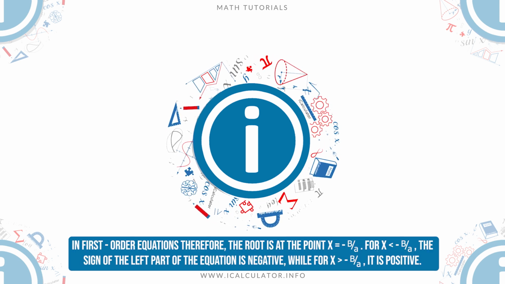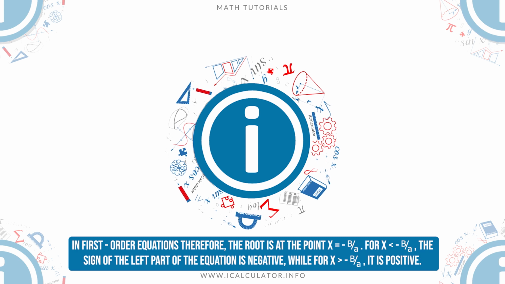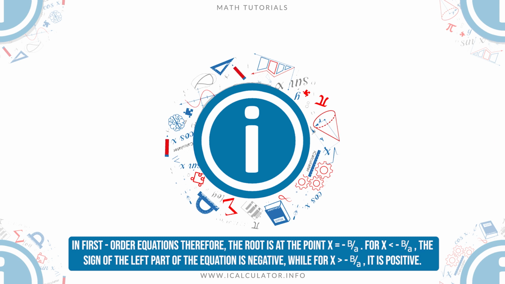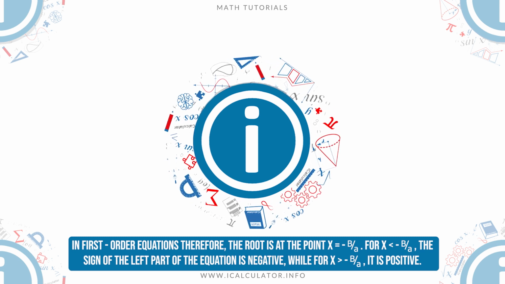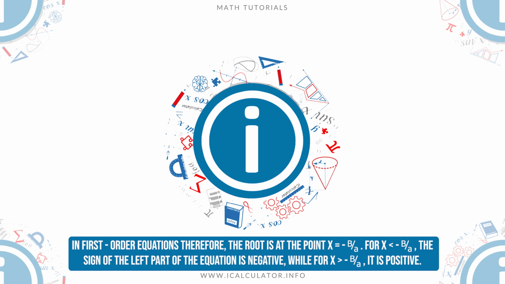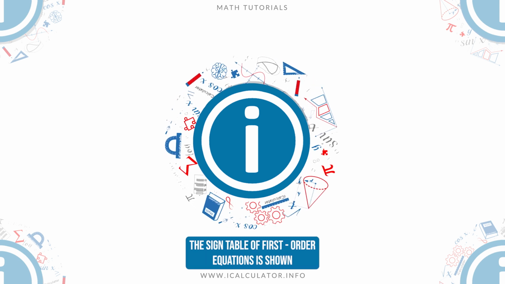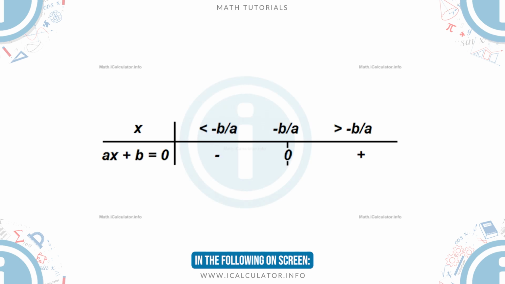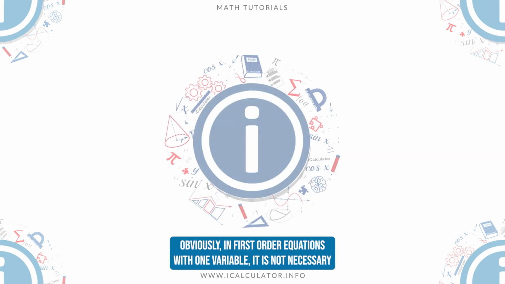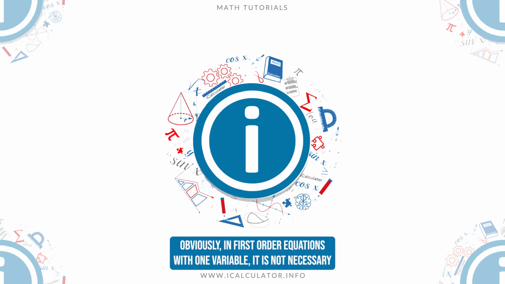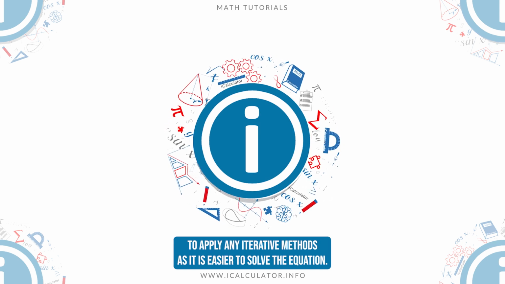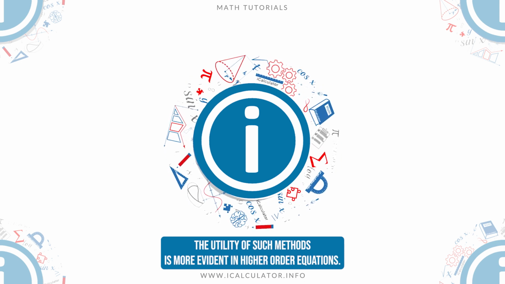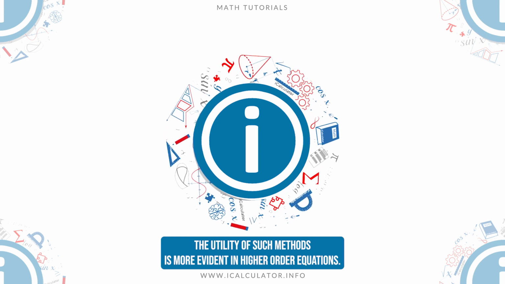In first-order equations therefore, the root is at the point x equals minus b over a. For x less than minus b over a, the sign of the left part of the equation is negative, while for x greater than minus b over a, it is positive. The sign table of first-order equations is shown in the following on screen. Obviously, in first-order equations with one variable, it is not necessary to apply any iterative methods, as it is easier to solve the equation. The utility of such methods is more evident in higher-order equations.